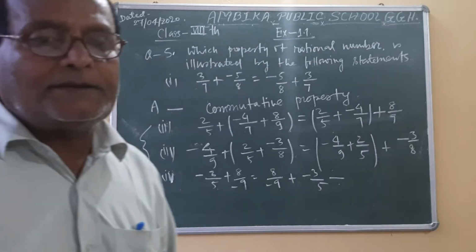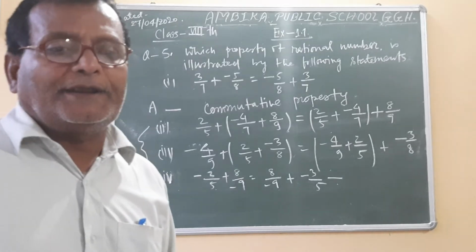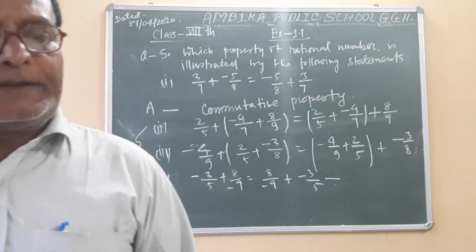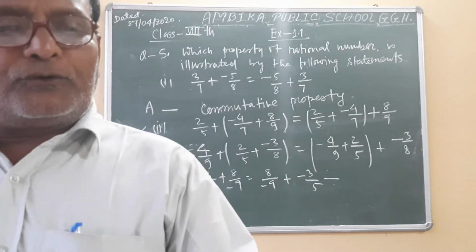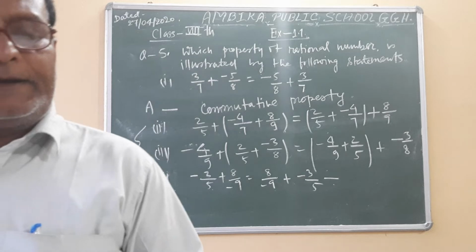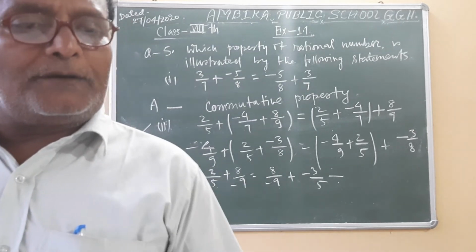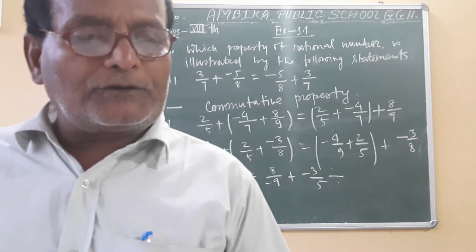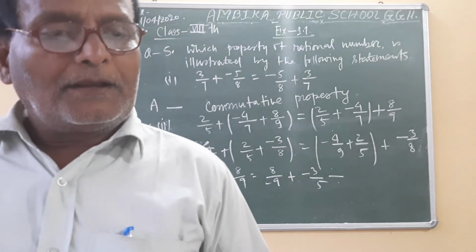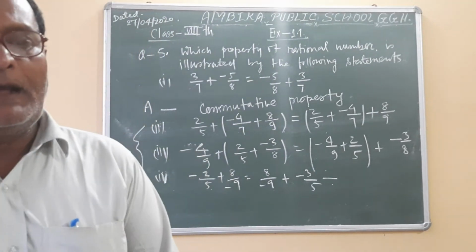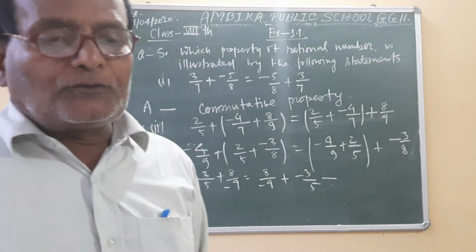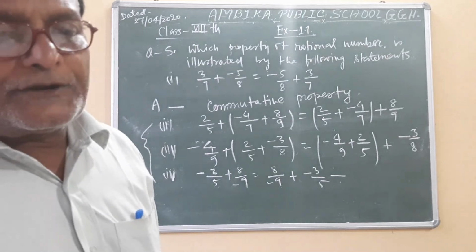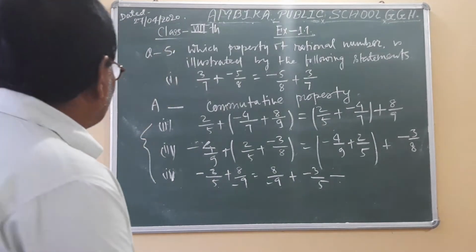Question number 6 is: find the following. In this question, you have to add the given integers, so you can solve it yourself. Question 7: simplify. This is also an easy question. Questions 6 and 7 are very easy. So I am going to verify question number 8.